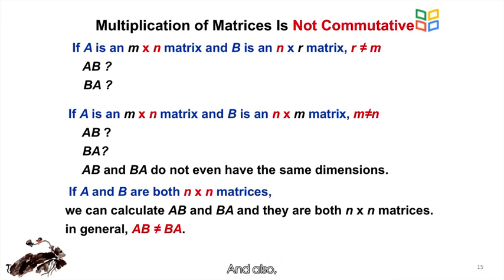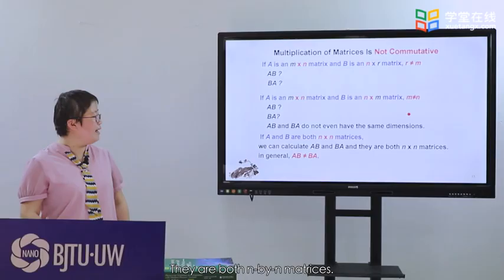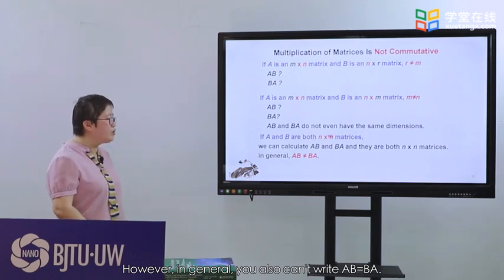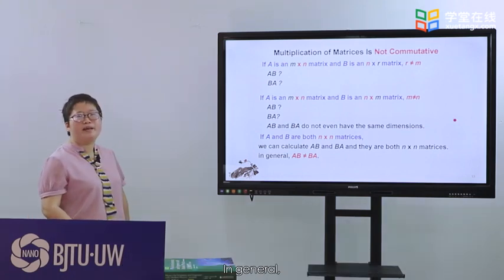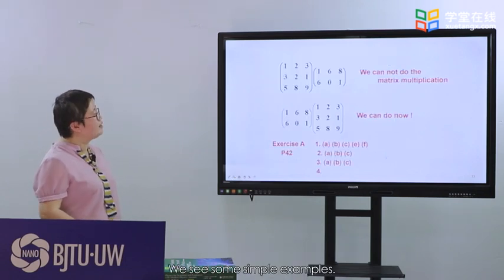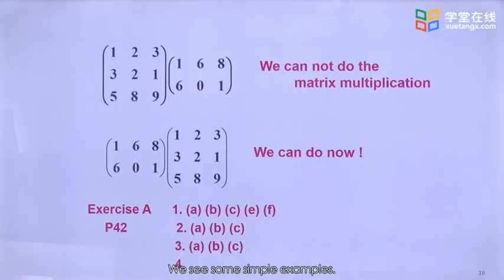Even if A and B are both n by n matrices, in which case you can calculate AB and BA and they are both n by n matrices, in general you still cannot write AB equals BA. In general, AB does not equal BA. So let's see some simple examples.